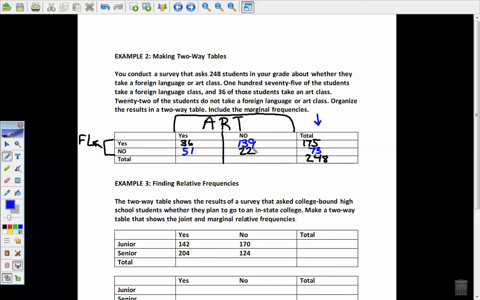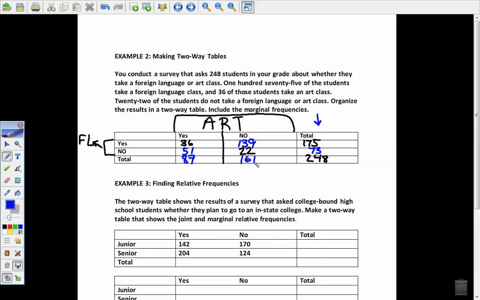How about this column right here then? Add these up, you get 87. Guys, tell me what's the meaning of 87 right there? 87 kids are in art. Add that up. 161 means 161 kids are not taking art.